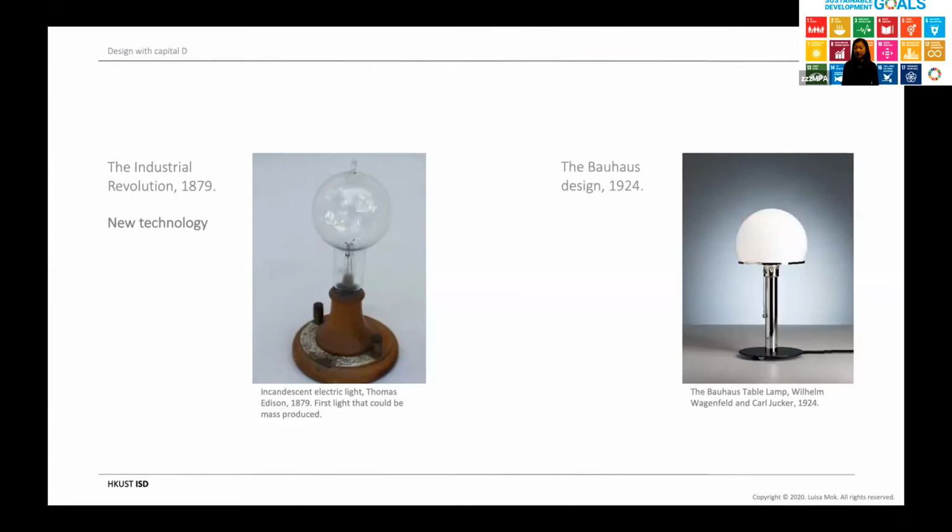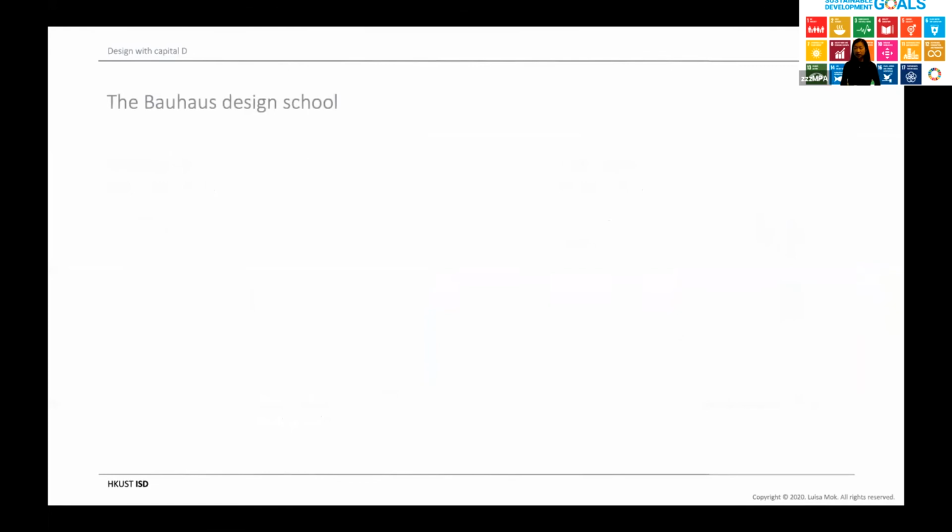It was a lamp designed at the Bauhaus design school. And this group of people said, no, technology is good. We should not give this up. However, at the same time, we don't accept this kind of aesthetic quality. So they said, we should leverage technology, but integrate it with design. And this comes with the classic Bauhaus lamp. The Bauhaus school was founded in 1919, so it's 101 years ago, as I said before.